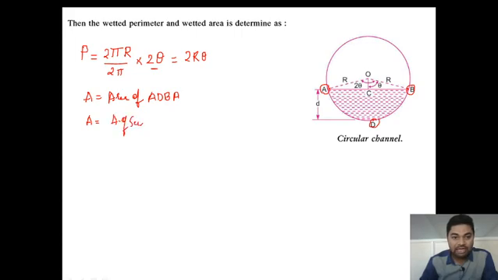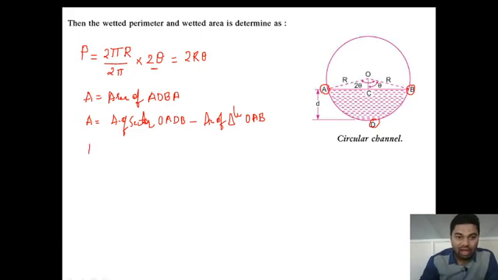Area of sector OADB. Look at the sector area. How to find out the area of ADBA? Area of ADBA can be found out from the area of sector OADB minus the area of triangle OAB.